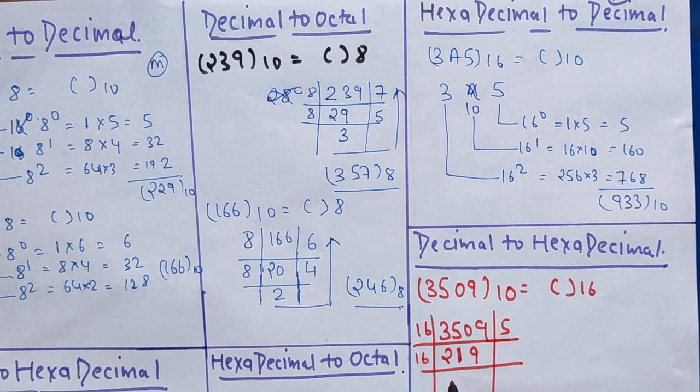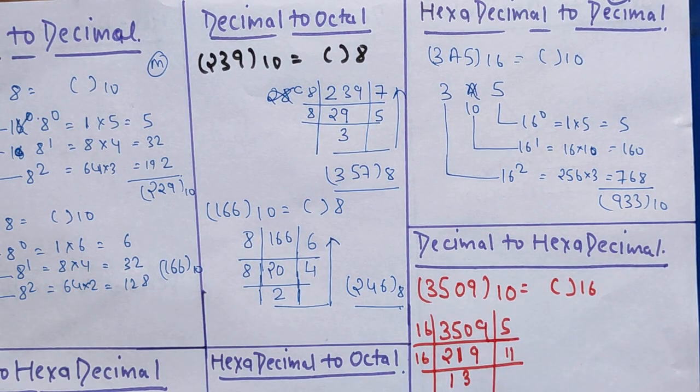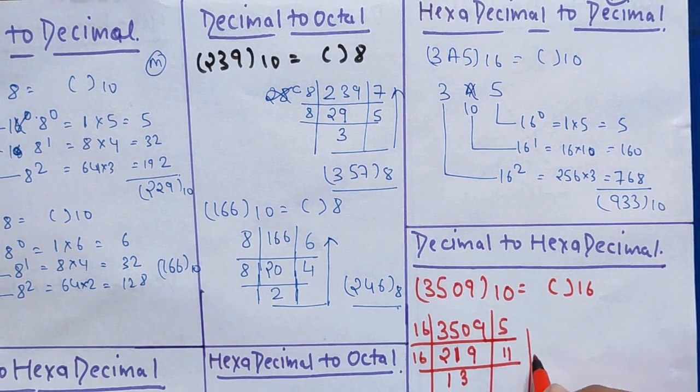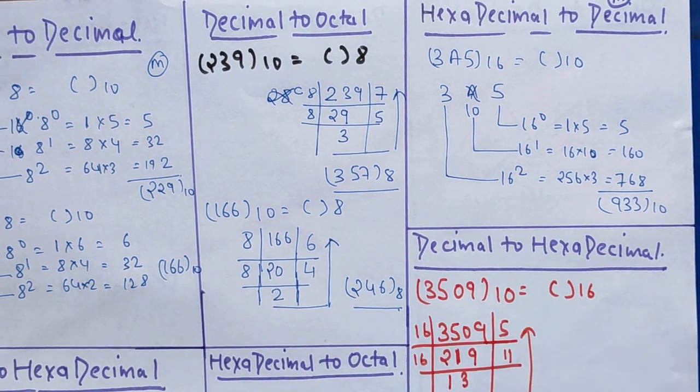16 1 ja 16, and 16 3 ja 48, and remember the remainder will be 11. Okay, and now division is not possible, so again I will go from bottom to top. Here I will write 13, then 11, then 5.